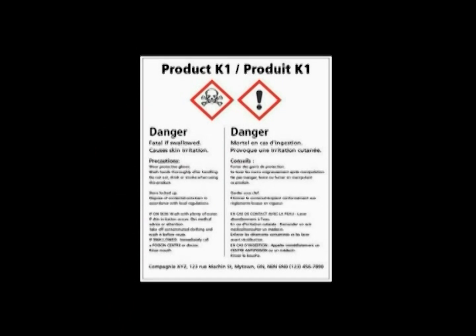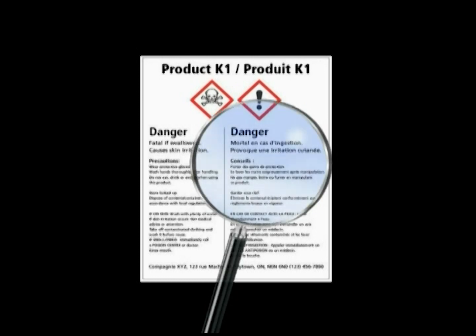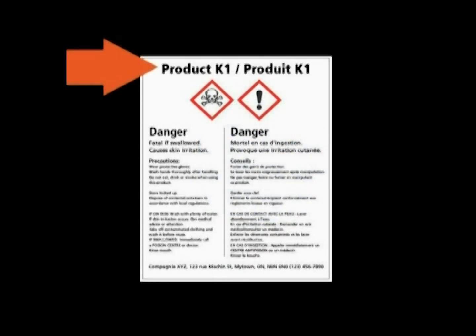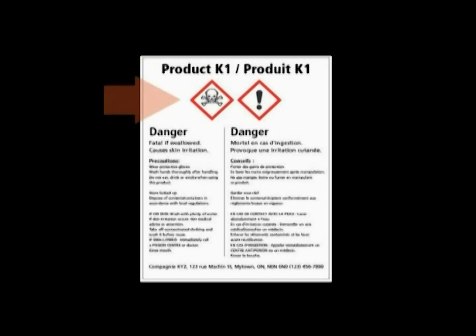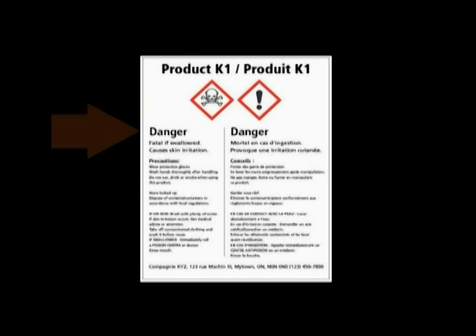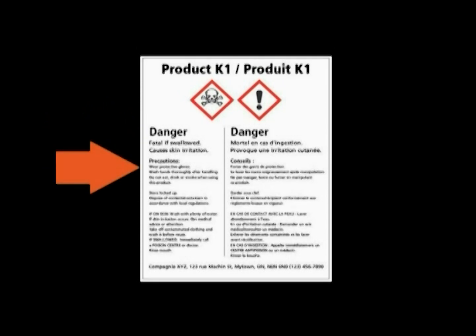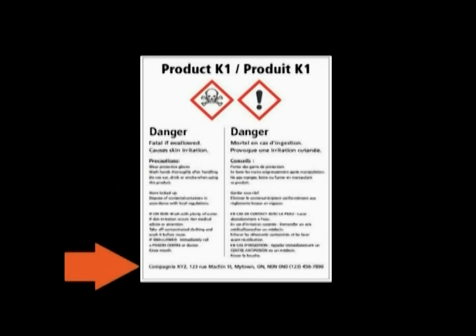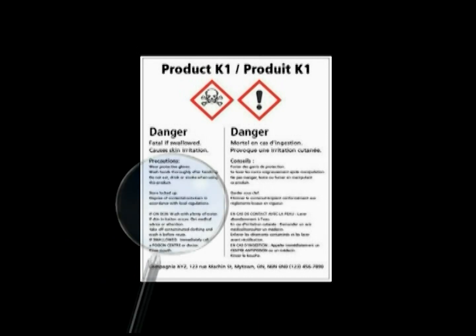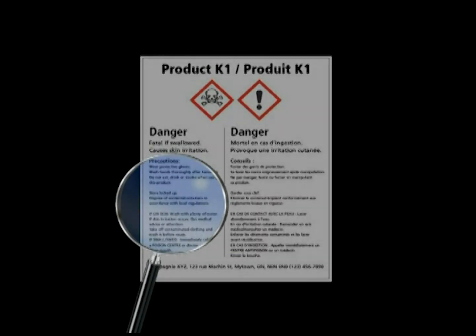The supplier label is affixed to the product container by the supplier. The label must be shown in English and French and contain the following information: product identifier, hazard pictogram or pictograms, signal word, hazard statements, precautionary statements, supplier identification. First aid is included in precautionary statements.